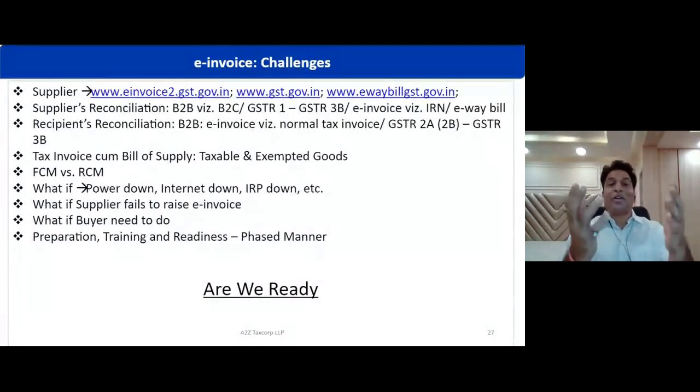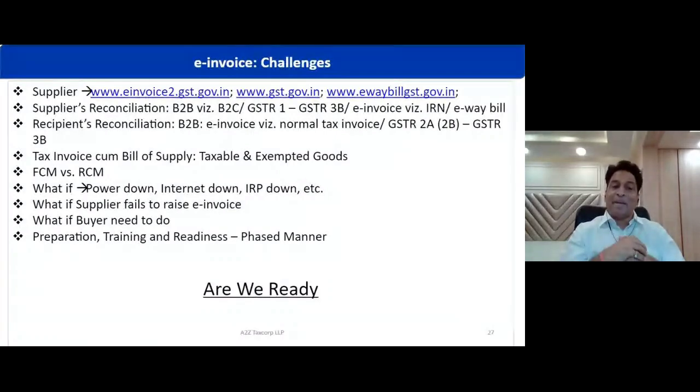It's a process you now need to check. Even the e-way bill can be generated either by the supplier, by the recipient or by the transporter. In case you generate the e-way bill as a recipient, reconciliation has to be made, whether this e-way bill is against an e-invoice or against a normal tax invoice. Such reconciliation needs to be made.